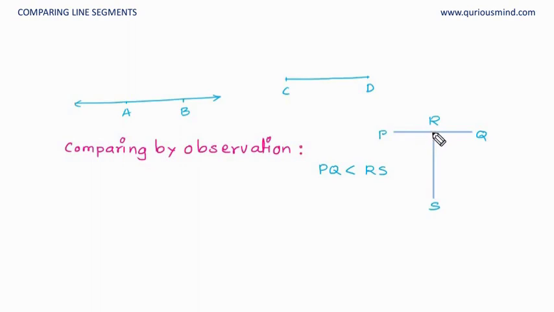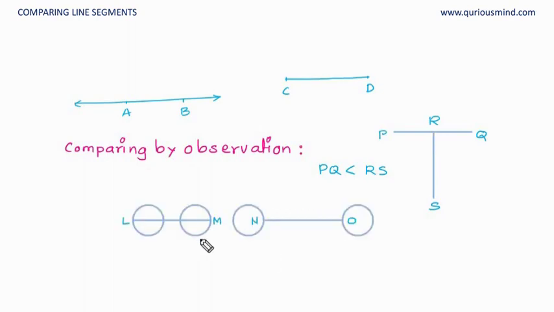I'll give you one more example. Now in this example, I have two line segments LM and NO. Which one do you think is bigger, or are they the same? What do you think? How do you compare them? By looking at it, by observation, I feel LM is smaller than NO. But no, it is not. Both of them are equal.